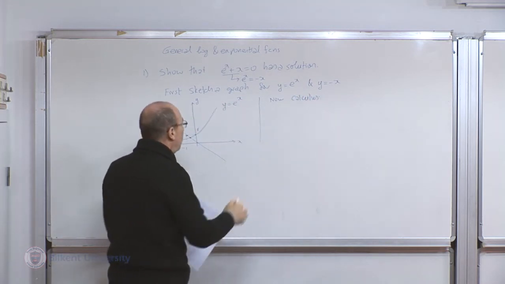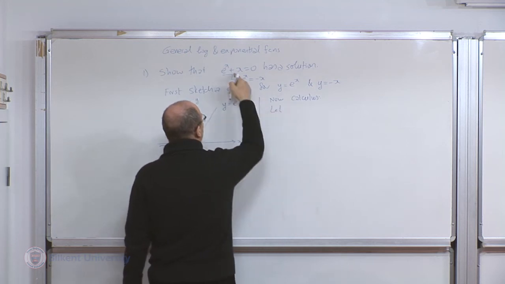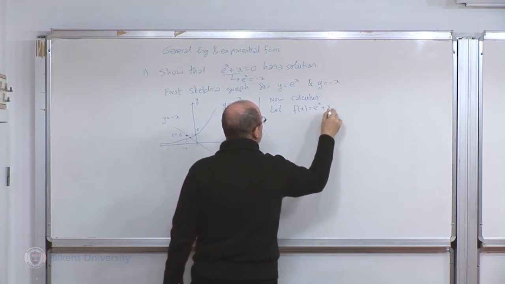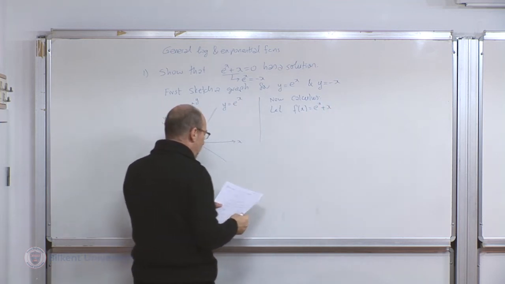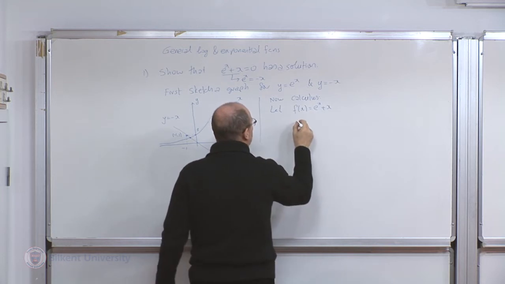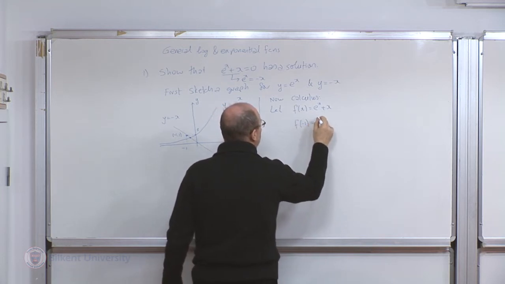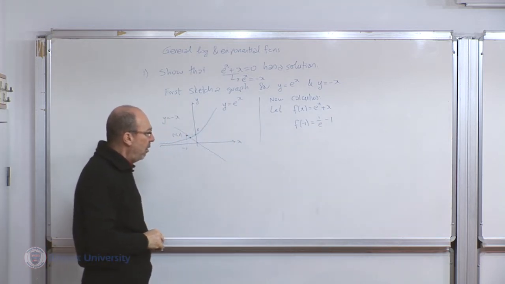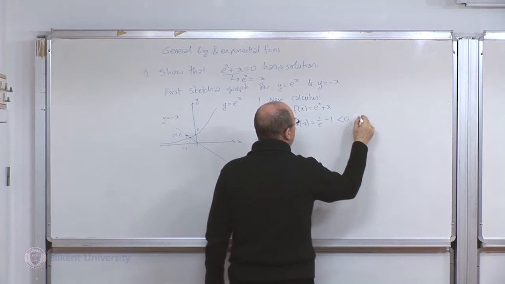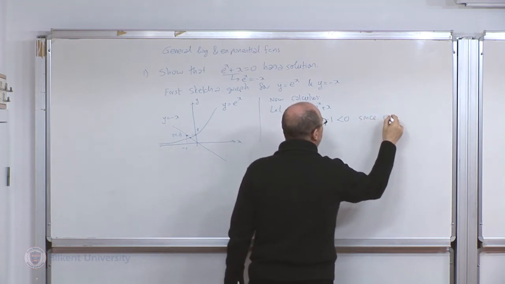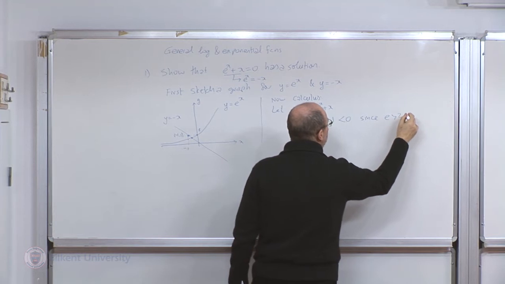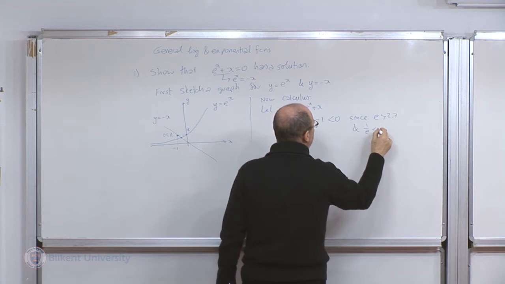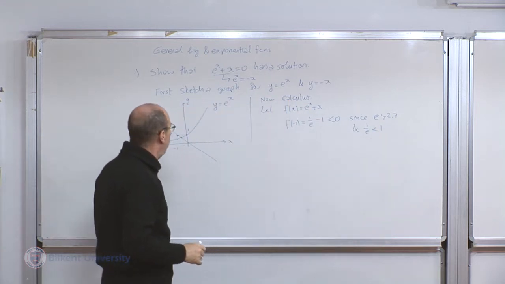Okay, so we consider this function, f of x equals e to the x plus x. We check minus 1. f of minus 1 is 1 over e minus 1. And this is less than 0 since e is larger than 2.7, and 1 over e is less than 1. Okay, so this is negative.